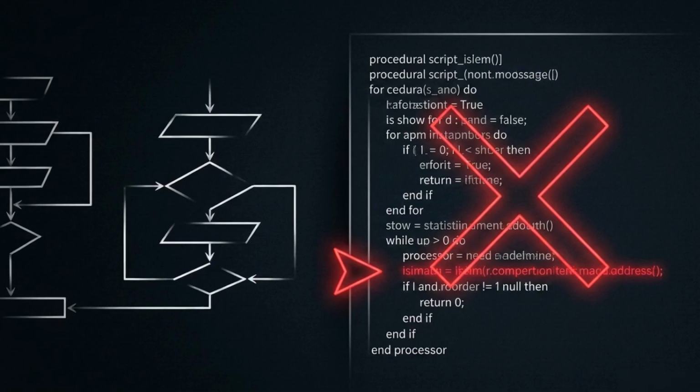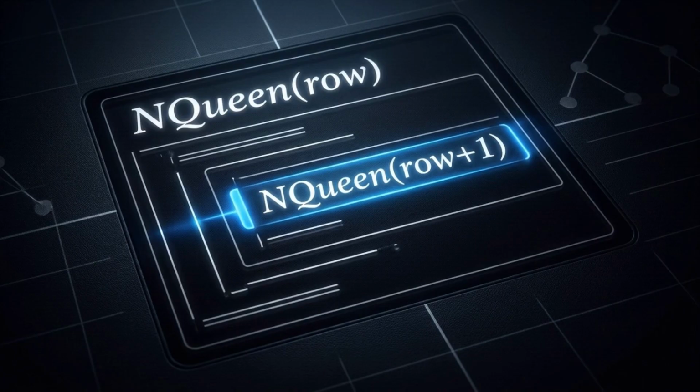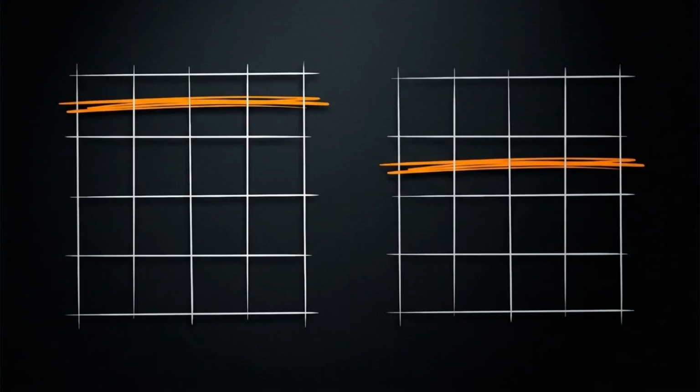If that recursive function ultimately returns a false state, the physical consequence is immediate. The code triggers the removal of the current queen. Recursion maps perfectly to this algorithm. Securing a piece in row 2 poses the exact same logical problem as securing a piece in row 1. It operates on a slightly smaller scale.